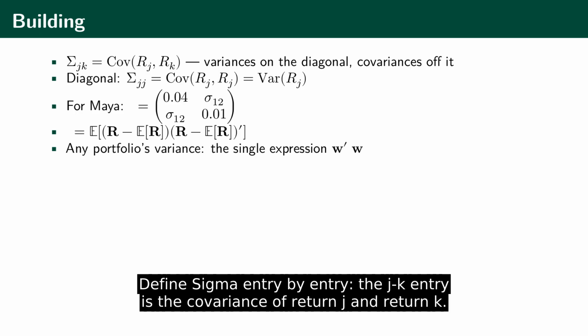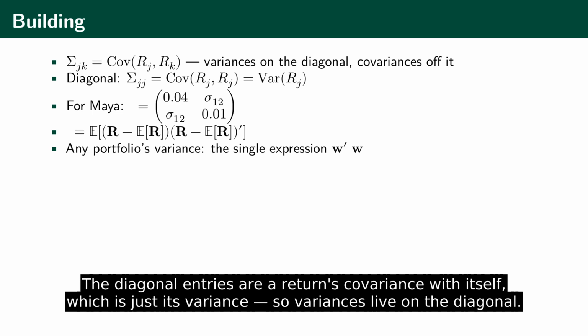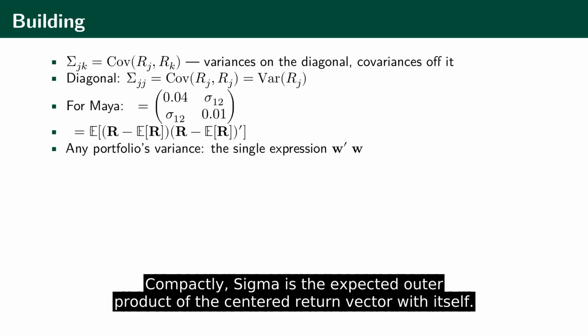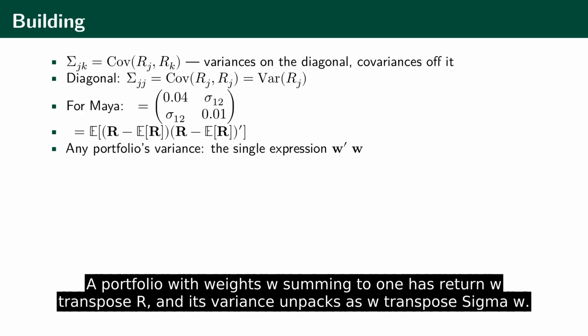Define sigma entry by entry. The JK entry is the covariance of return J and return K. The diagonal entries are a return's covariance with itself, which is just its variance, so variances live on the diagonal. For Maya's 2 assets, sigma is a 2x2 matrix with 0.04 and 0.01 on the diagonal and sigma 1, 2 in both off-diagonal slots. Compactly, sigma is the expected outer product of the centered return vector with itself.